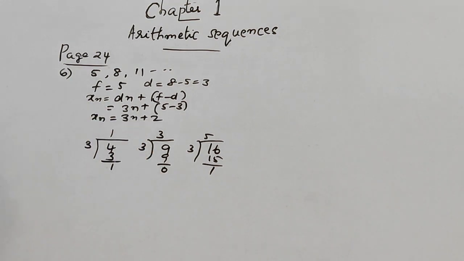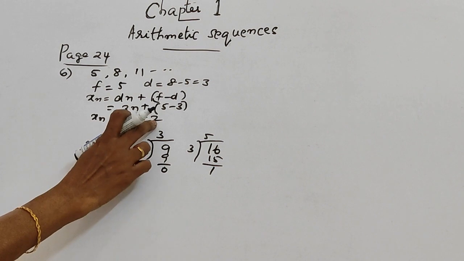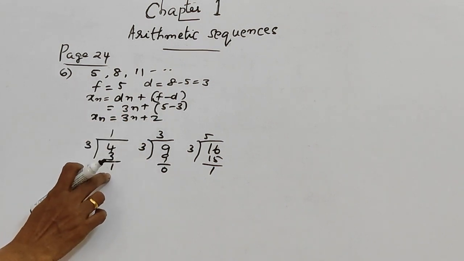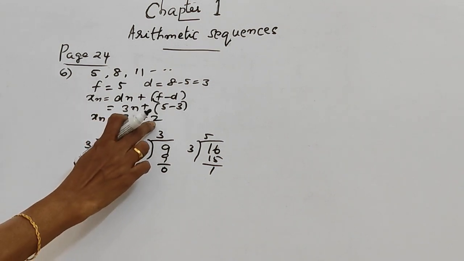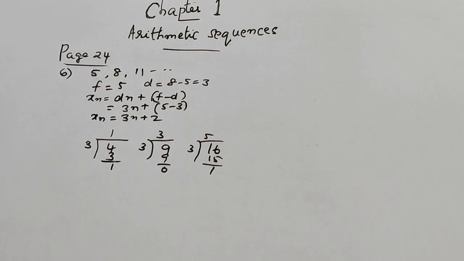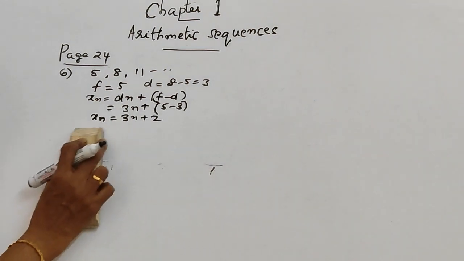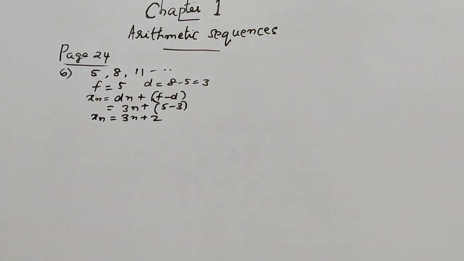Here the remainder is 2. So we can say that it does not contain a perfect square. Here, if it was 1, the answer would be right, but here you got 2 as the remainder. So we can say that it does not contain any perfect square.